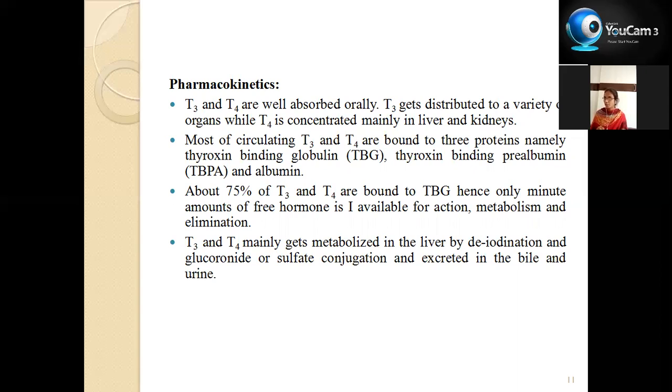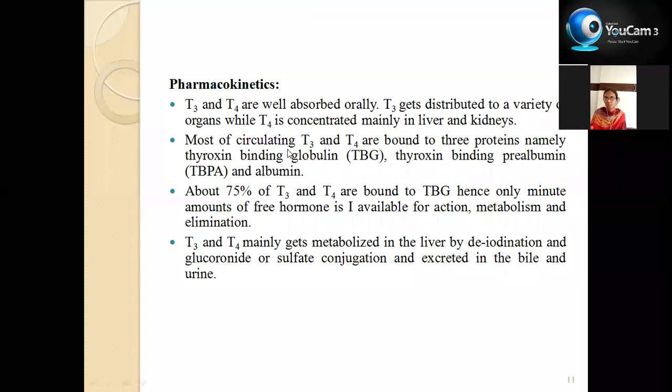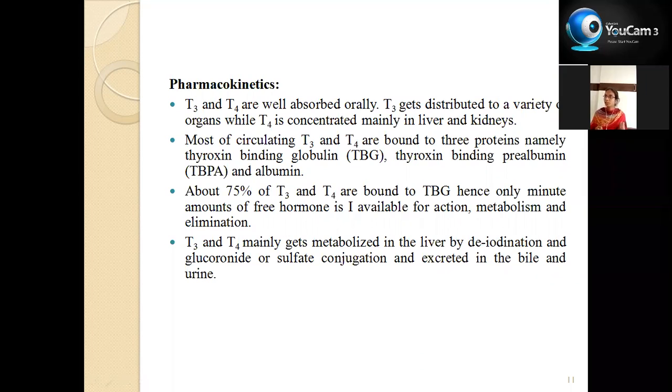About 75% of the T3 and T4 will bind to the thyroxine binding globulin. TBG is nothing but thyroxine binding globulin, and only a minimum amount of the hormone is available for action, metabolism and elimination. This T3 and T4 is mainly metabolized in the liver by deiodination and sulfate conjugation, and it is excreted through the bile and urine. Here, the route of administration is oral.